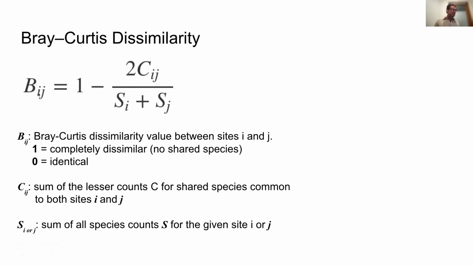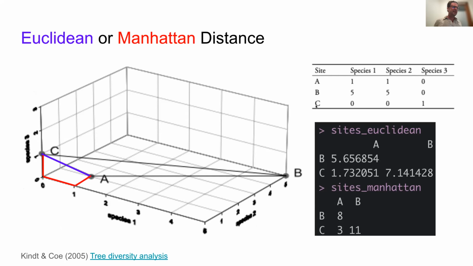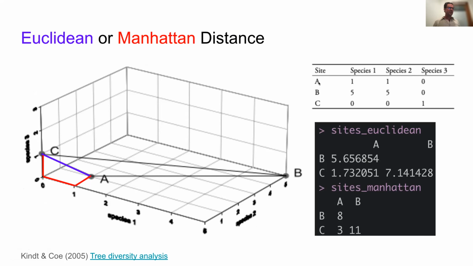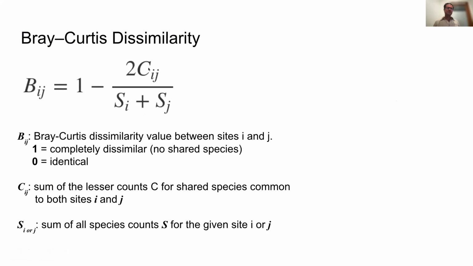So here, sub i sub j, you could say B and C, that 1 minus 2, and then this guy. So these components are pretty simple. C is the sum of the lesser count for the shared species common to both sites, i and j. Okay, so we don't have any shared species, so that just zeroes out. So it's 1 minus 0, so it's 1. And then this S is the sum of all species counts for the given site i or j.